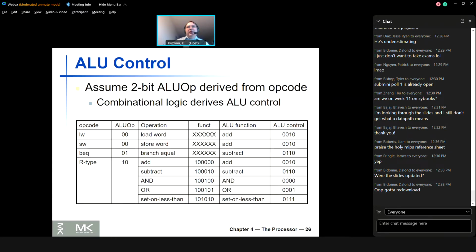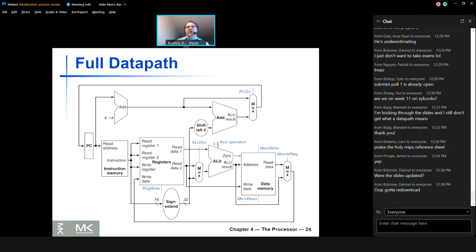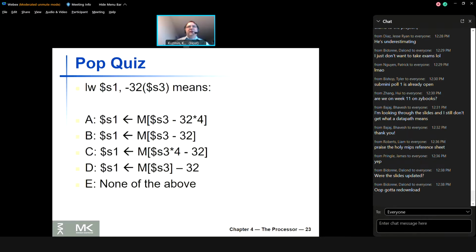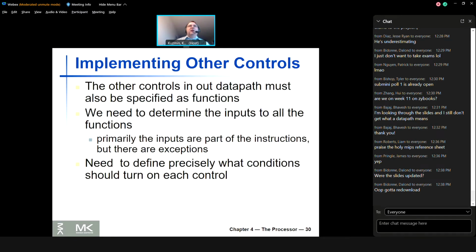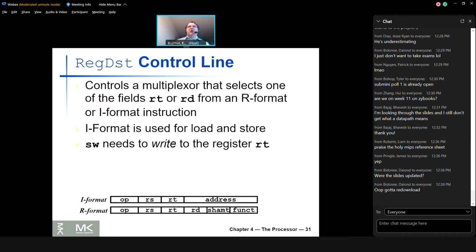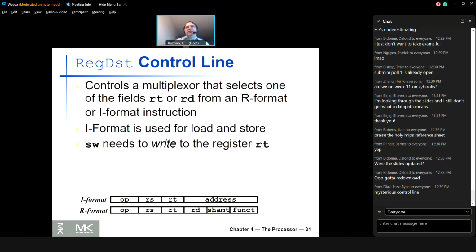So we had this diagram. It's not even on this diagram, but we will see it on the diagram further on. So let's talk about those control signals, and then we will see them on the diagram. So register DST. DST stands for destination. Yeah, mysterious control line. But let's discover all the mysteries of those control lines.